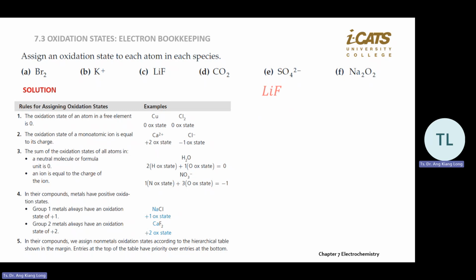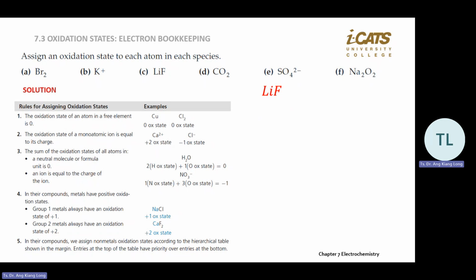Okay, we move to C. C is 2 elements, LiF. So how do you do LiF? Again, you read the table rules. You always start with rule number 1. Rule number 1, oxidation state of an atom. LiF is not an atom, it's a molecule. It's atom plus atom. So rule number 1 does not apply. Rule number 1 is for an atom, so it does not apply. Don't confuse. Okay.